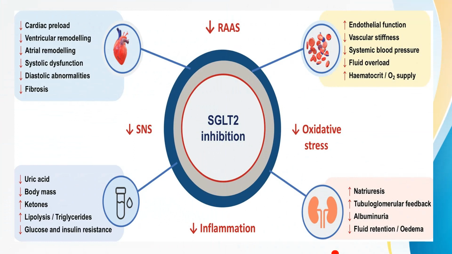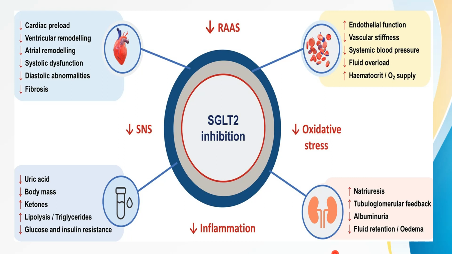So they have very protective effects on almost all important organs of the body. In the heart, they decrease the cardiac preload, they decrease the ventricular remodeling and atrial remodeling, they improve the systolic dysfunction, they improve the diastolic abnormalities, they improve the fibrosis, especially in post-MI cases. They also have uricosuric effects. They decrease the body weight or body mass, they cause ketone loss in the urine, they promote lipolysis, and they reduce insulin resistance.